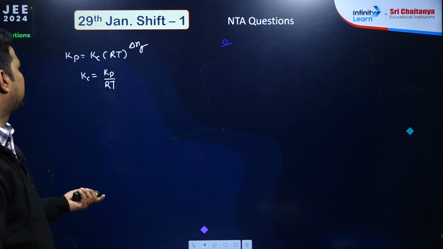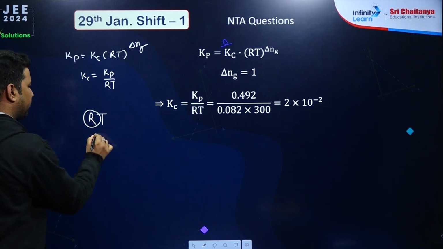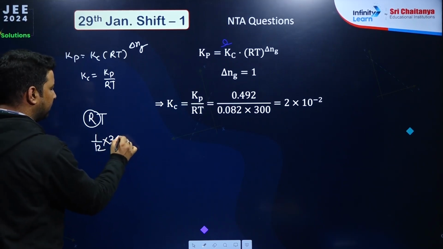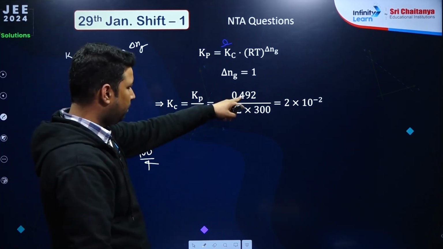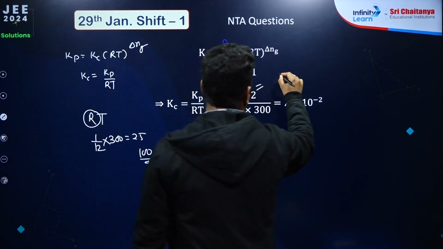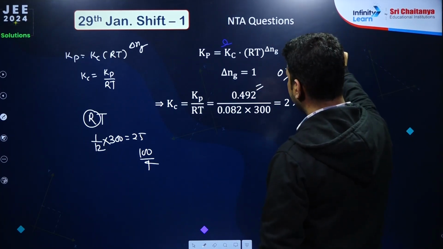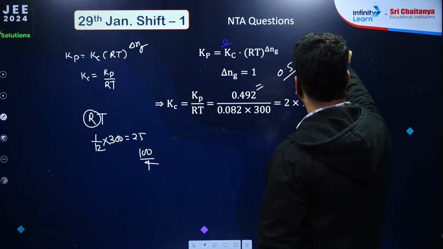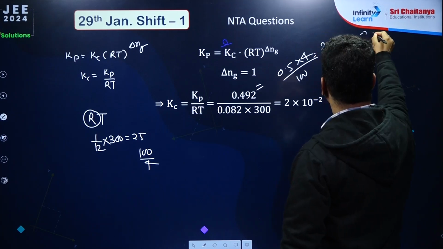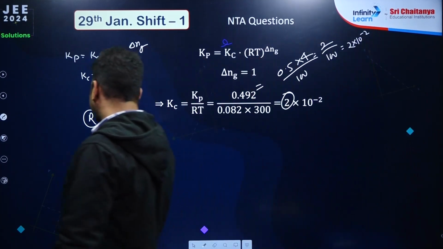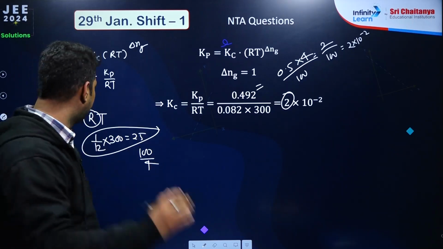Okay, you can also use a shortcut for the calculation, because for RT, you can take 1 by 12 and temperature is 300, it should be 25. It is nothing but 100 by 4. So just multiply by 4, take this about 0.5 into 4 divided by 100, that will be 0.2, right? That will be 2, and 2 by 100, that is 2 into 10 to the power minus 2. Direct clear cut answer. So you can use this shortcut as well. If temperature is 300, then the direct value of RT will be 25. It will be useful. Okay.